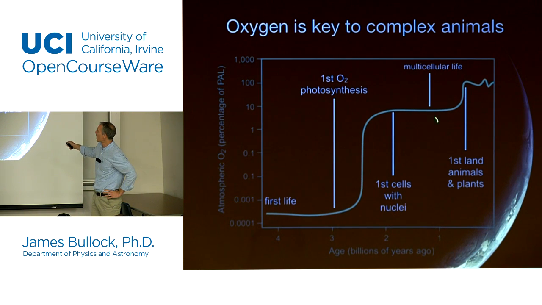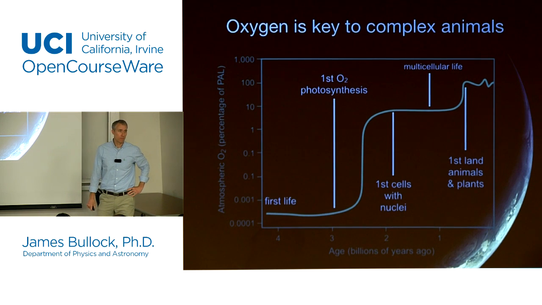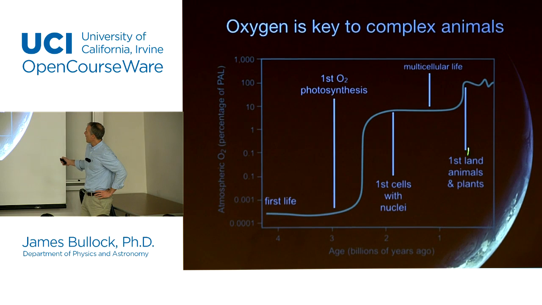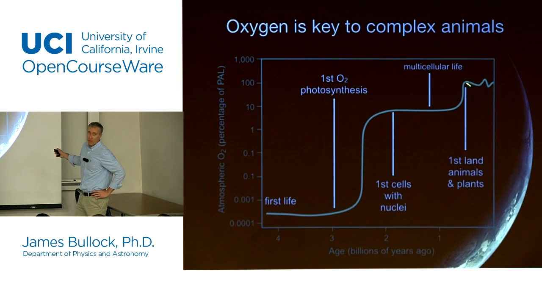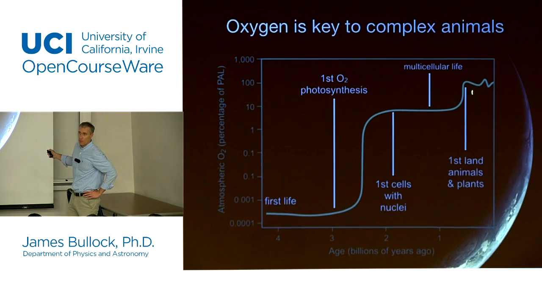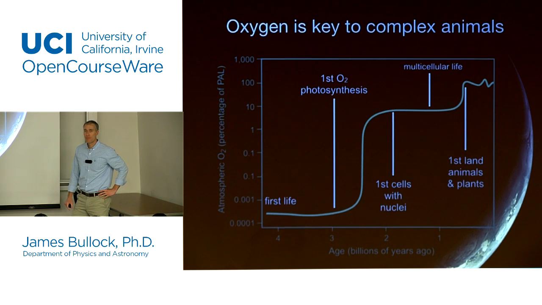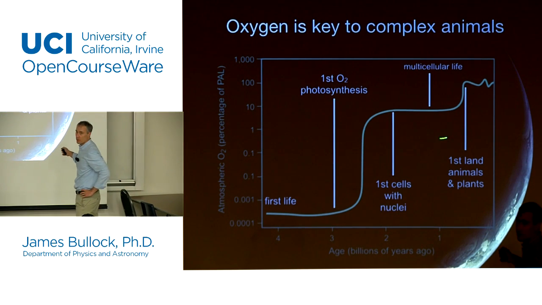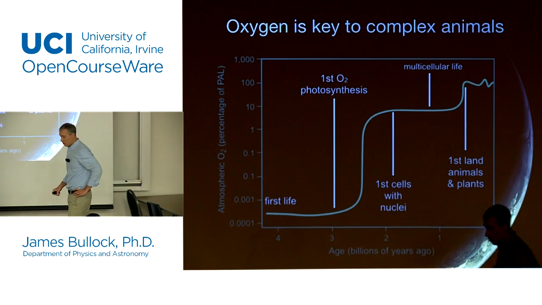And multicellular life started to evolve about 1 billion years ago. The first land animals and plants only started to exist about 500 or 600 million years ago, after this last spike in oxygen. Yeah? Why did the oxygen content slow down? Is there not enough? Why did this flat stretch happen? Yeah, I'll talk about that in a bit. But basically, it was being absorbed by iron deposits, et cetera, for a very, very long time.